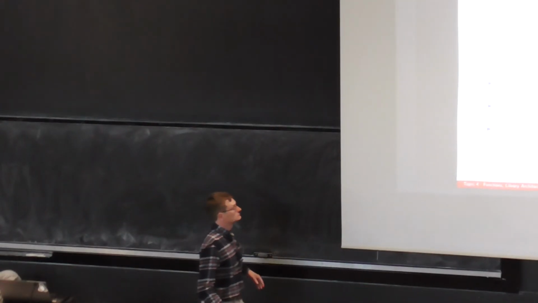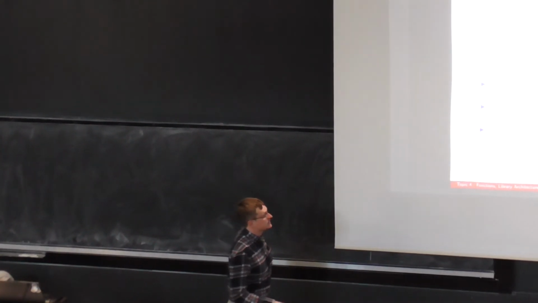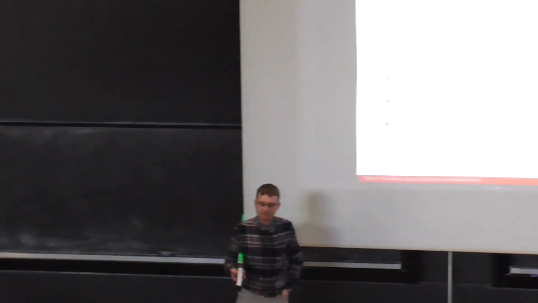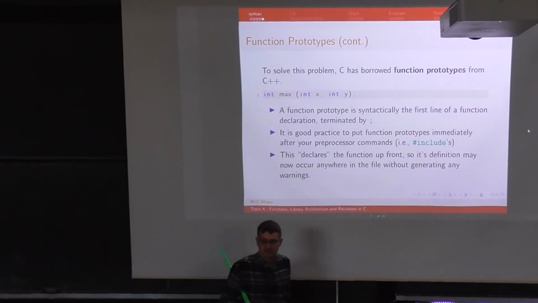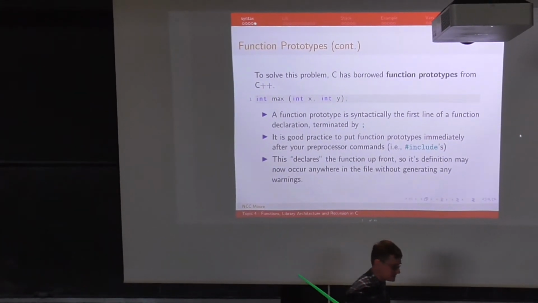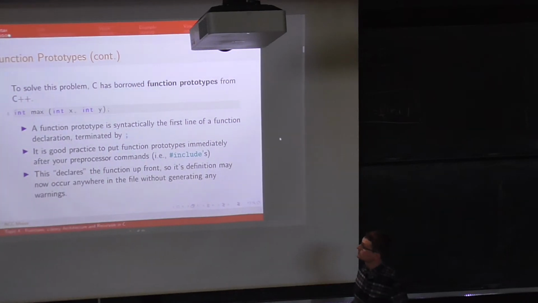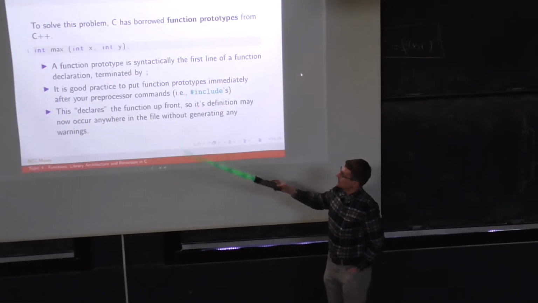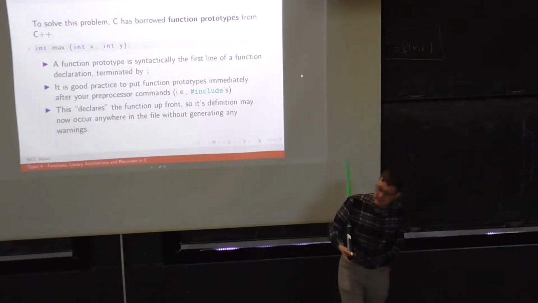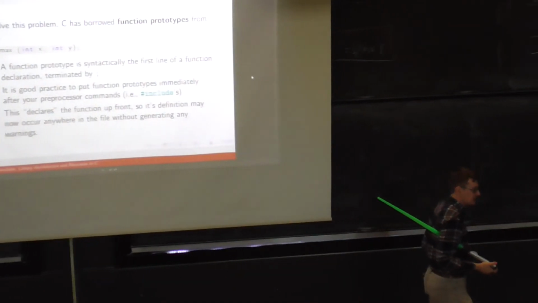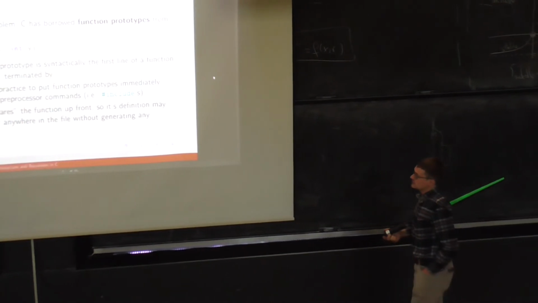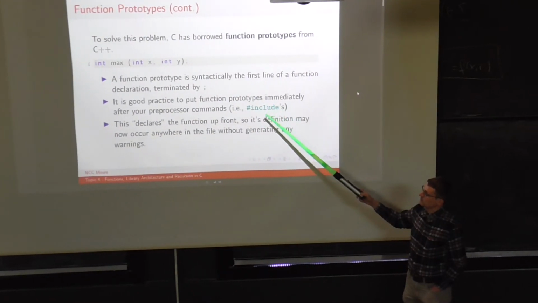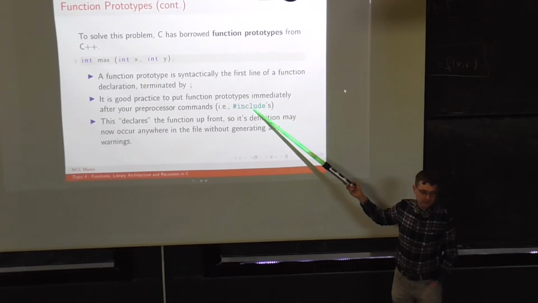So, to solve this problem, C has borrowed function prototypes from C++. This is one of a very, very small number of features that has actually made it back to C from C++. This would be the function prototype for our max function. A function prototype is syntactically the first line of the function itself terminated by a semicolon. It is good practice to put function prototypes immediately after your preprocessor commands, i.e., put them after the include statements.